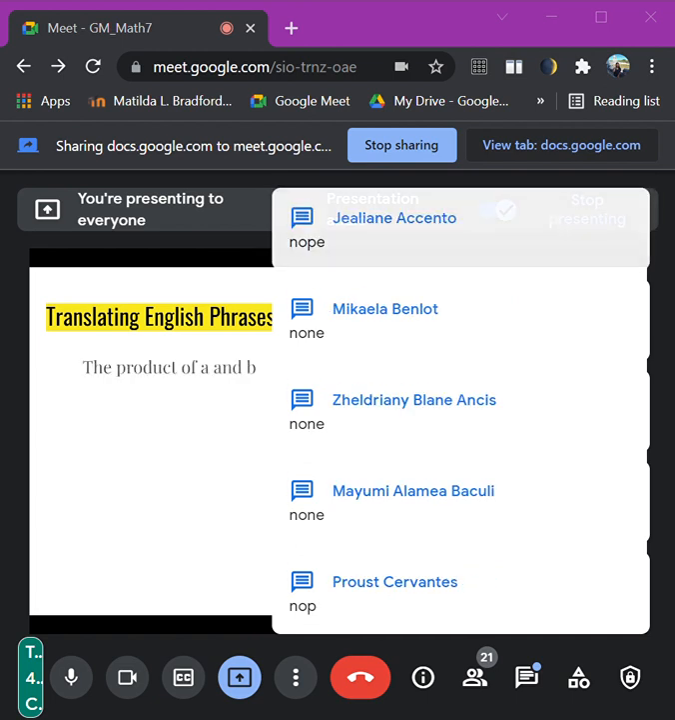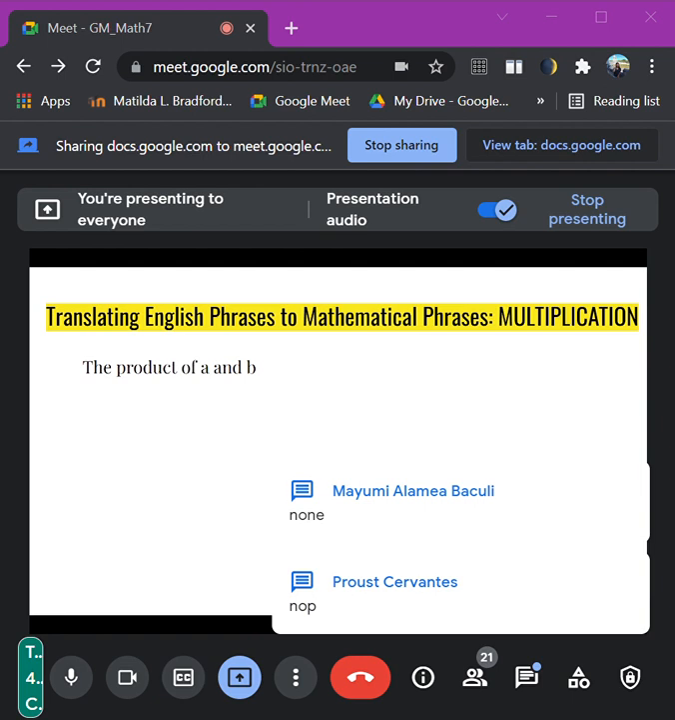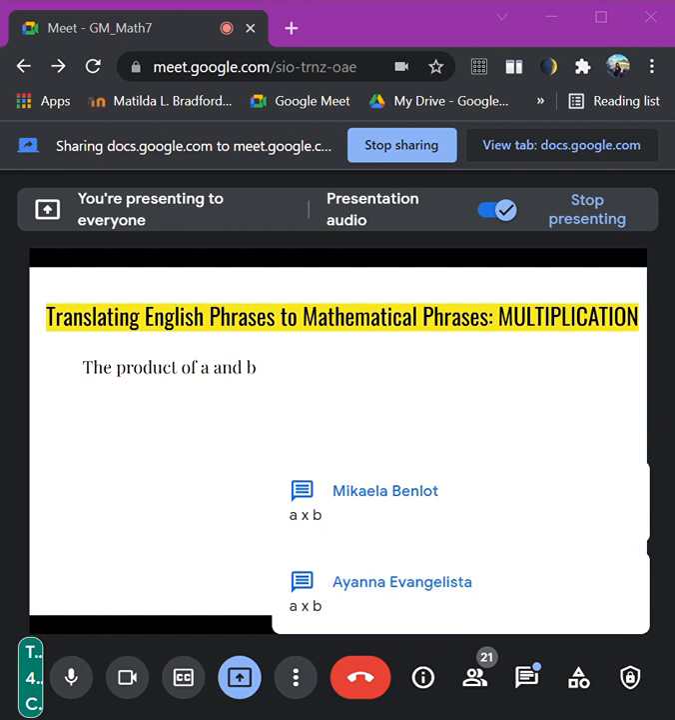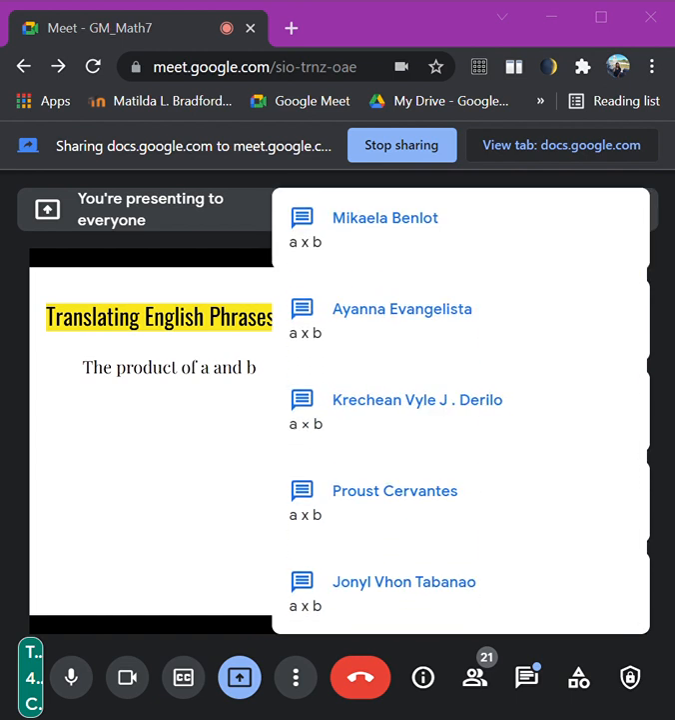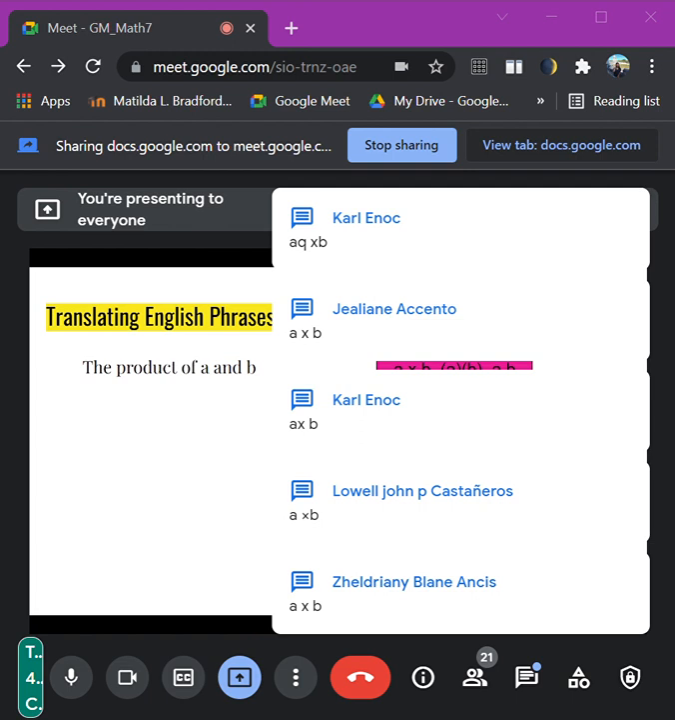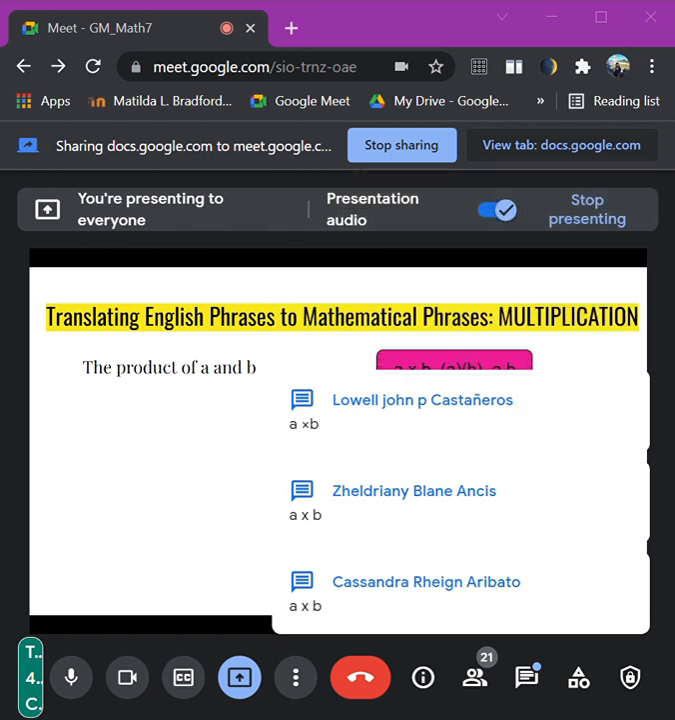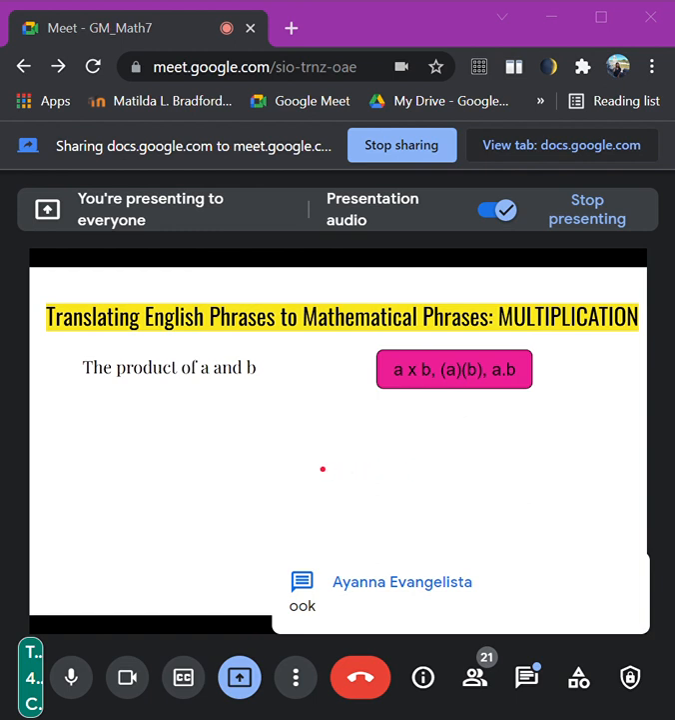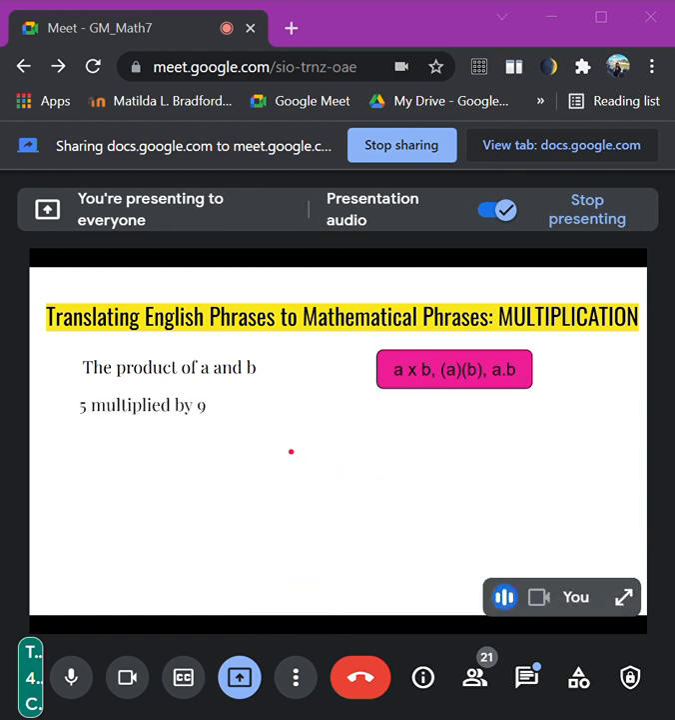So, for our multiplication, let's have the product of A and B. You have there A times B, or you can also use the parentheses, which is A quantity B, or you can have the dot in the middle, A dot B. Multiplication has a lot of representations. In any way of this, all of these are correct.